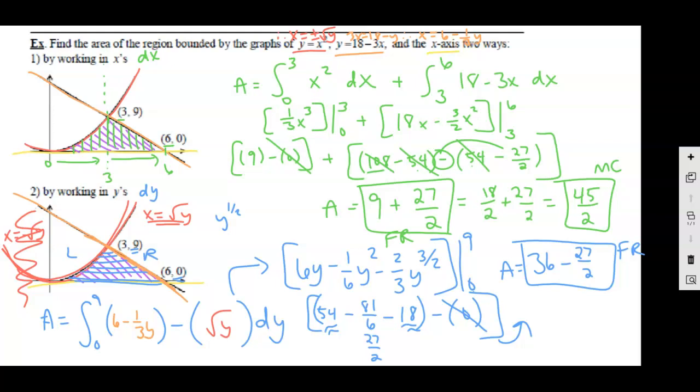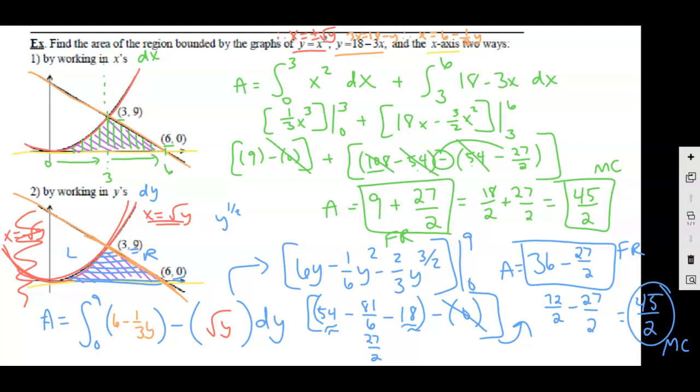Now let's go a little bit farther. That's 72 over 2. 72 minus 27. Oh, would you look at that? That's the same 45 over 2 that we got earlier. So whether we do the area with x's or whether we do the area with y's, the dx integral versus the dy integral, does it ultimately matter? No. It's the same curves. It's the same region bounded by them. And so, of course, it's going to be the same area.